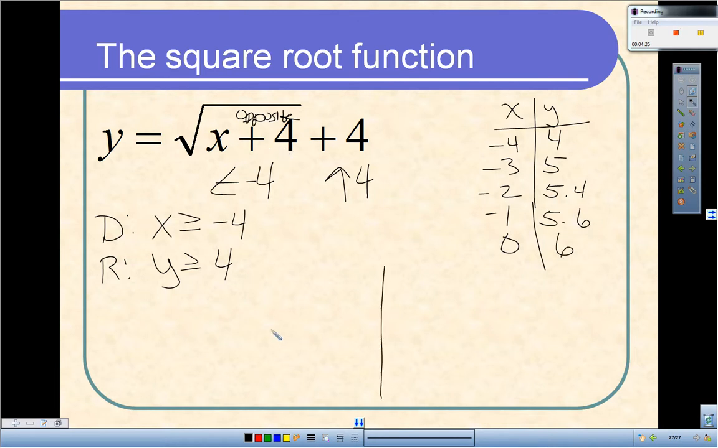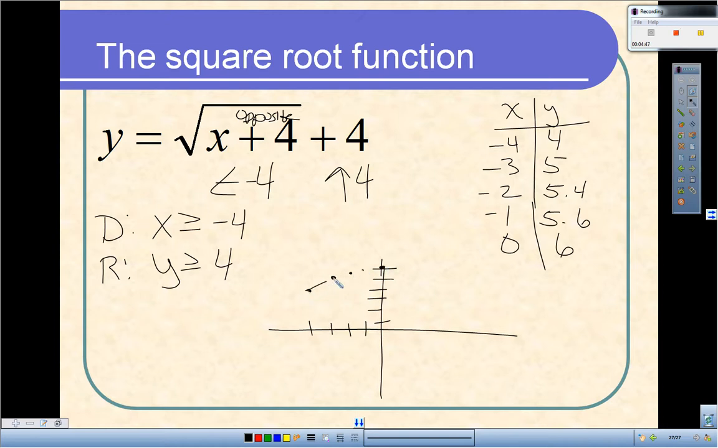So here is what my graph is going to look like. So negative 4, 1, 2, 3, 4, 5, 6. So negative 4, 4, 1, 2, 3, 4. And then negative 3, 5. And then negative 2, 5.4. Negative 1, 5.6. And then 0, 6.